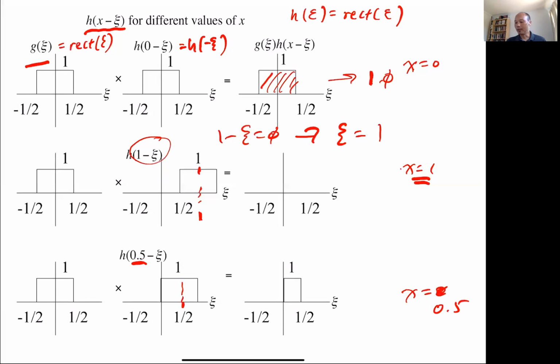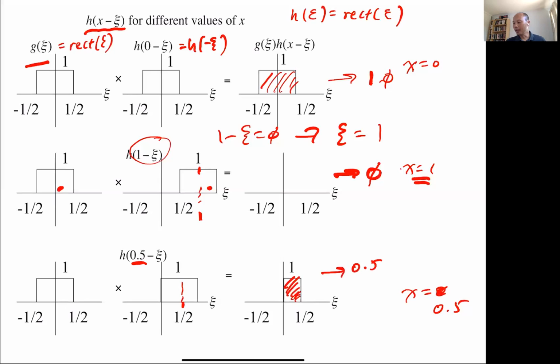In this case, when I multiply this function and this function together, there's no overlap. So the area is going to be 0. Okay. And in this case, when I multiply these two rect functions together, it only overlaps here. Okay, so that's the only area of overlap. And so in this case, the area is 0.5.